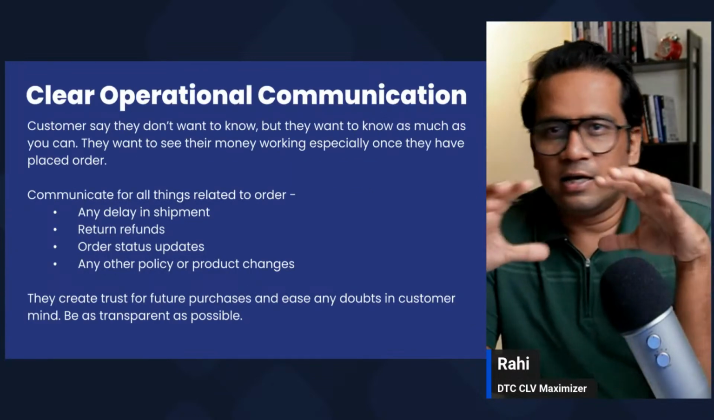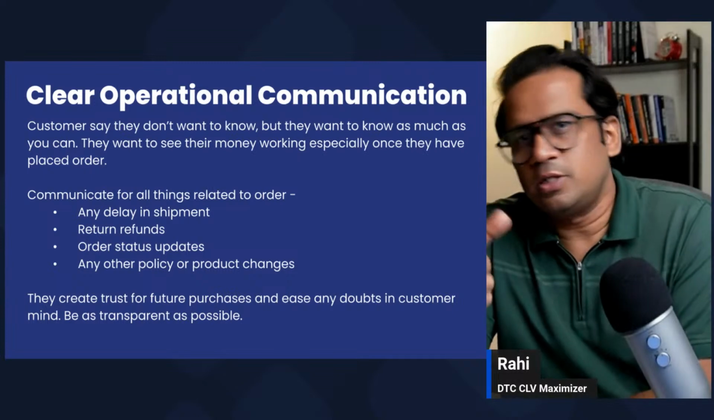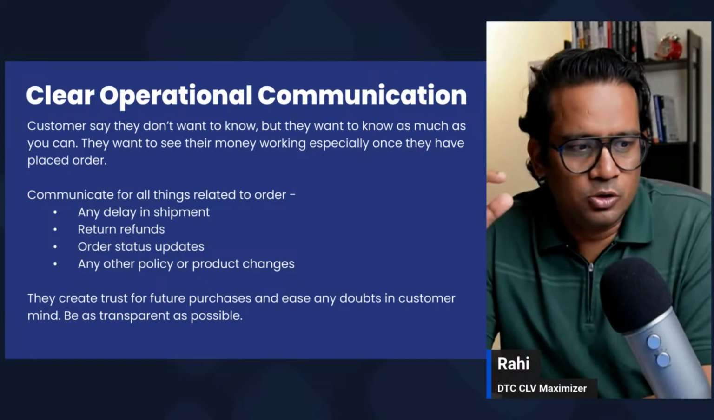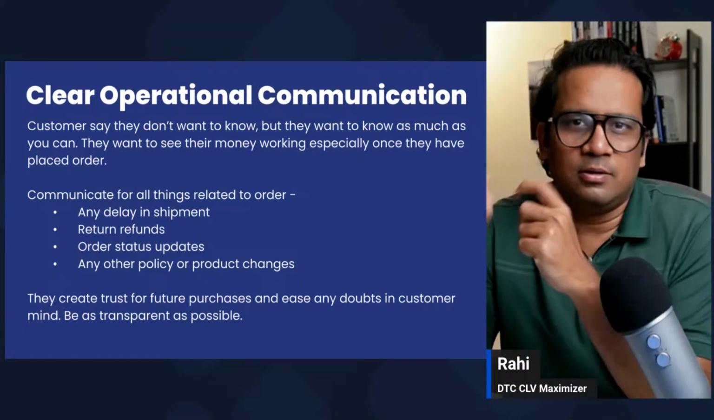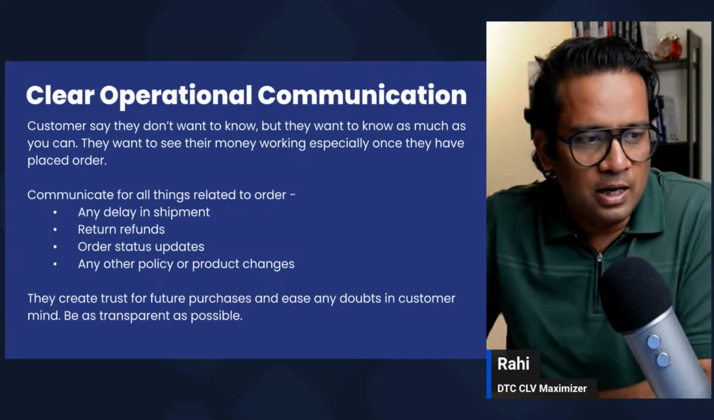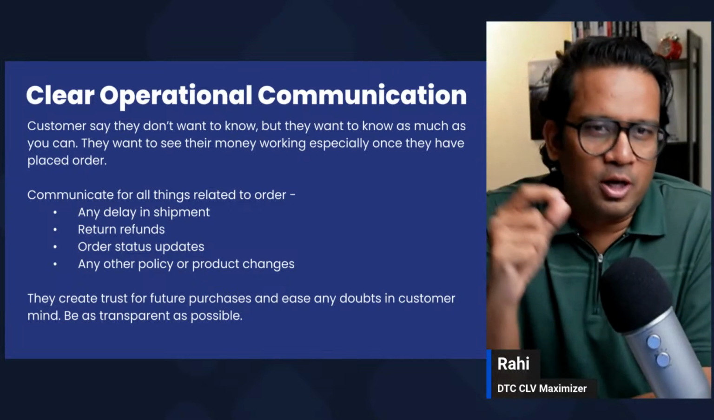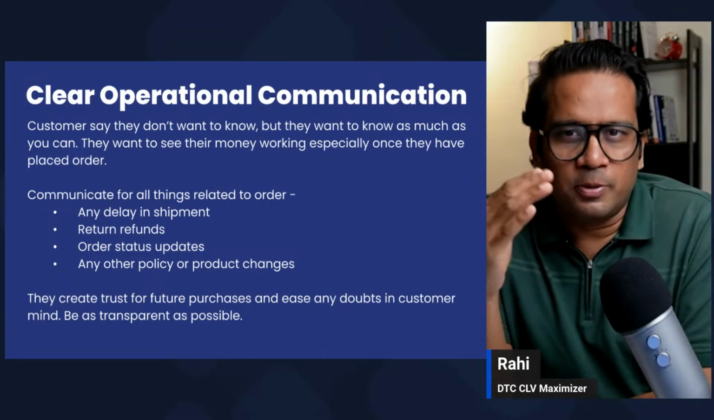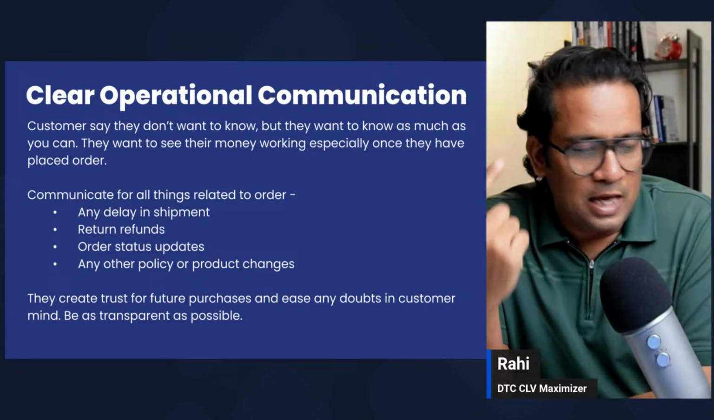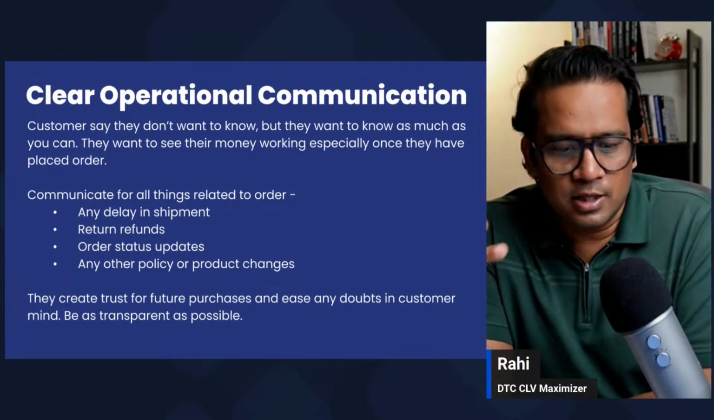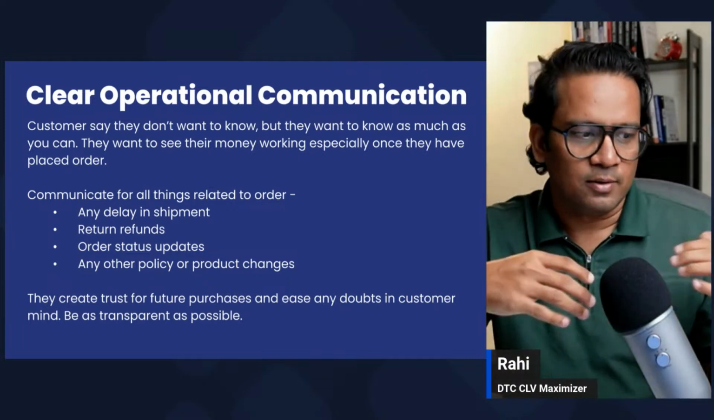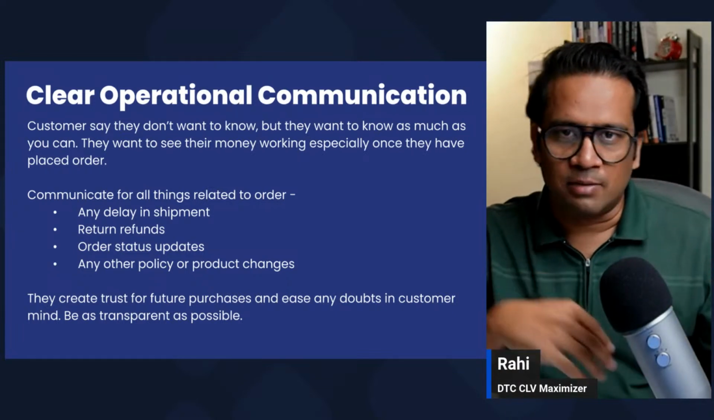So number one is clear operational communication. It stems from the fact that the customer has just bought something, so they want to know what their money's worth, how their money is being spent, and if they were promised a service or a product, what the promise is. It includes anything to do with delayed shipment, product level changes, order status updates, anything we can do to create that trust and transparency: this is your order and we are working on it. If some issue is there, we are working on it.